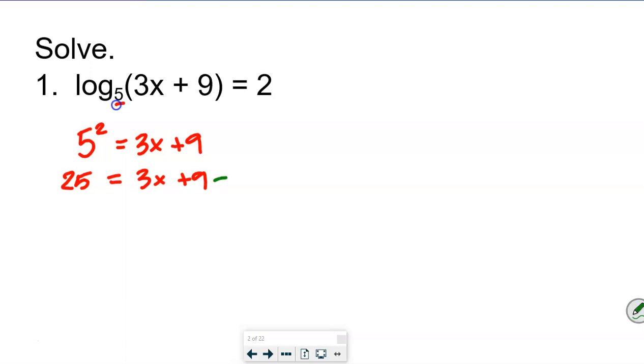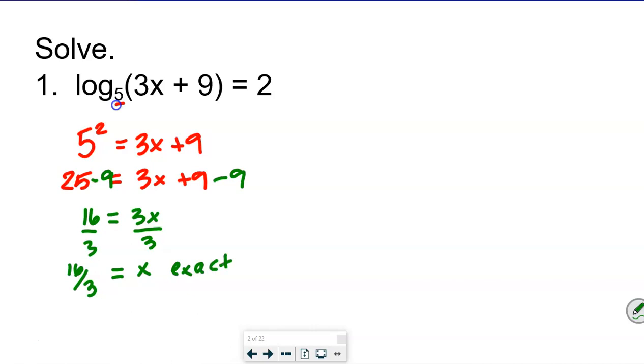Then we're going to subtract 9 from both sides. So that's going to give us 16 over here is equal to 3x. And then we're going to divide both sides by 3. Now, when you guys were doing the Delta Math, it asked for an exact answer. And that's what this is right here, okay? So if it didn't ask for an exact answer, but it asked you to round it, then we could say it was 5.333. If it said to the thousandths, that's what x is equal to, okay?